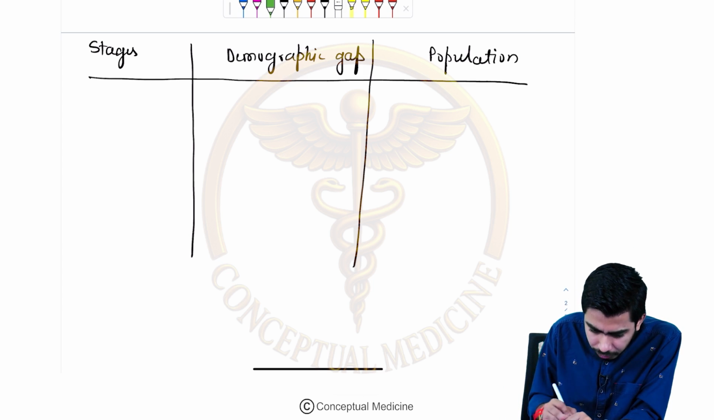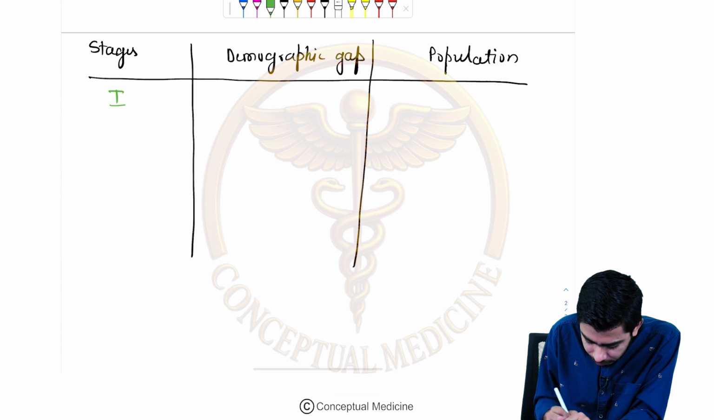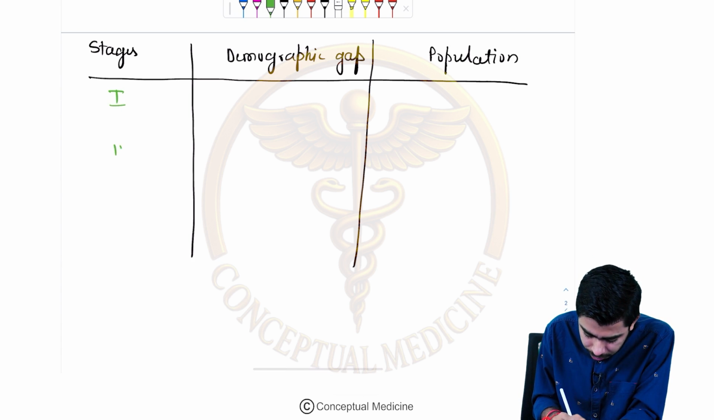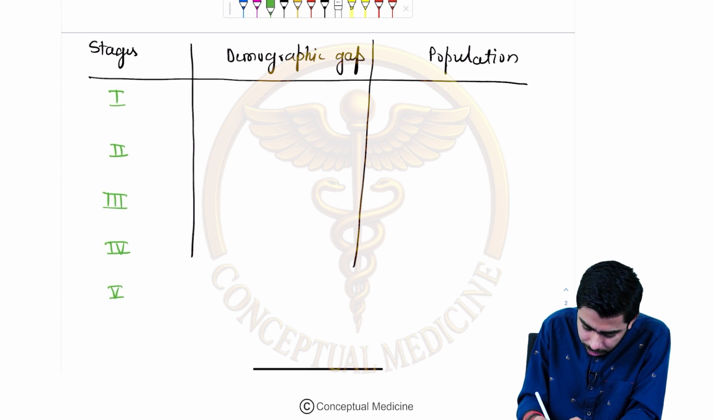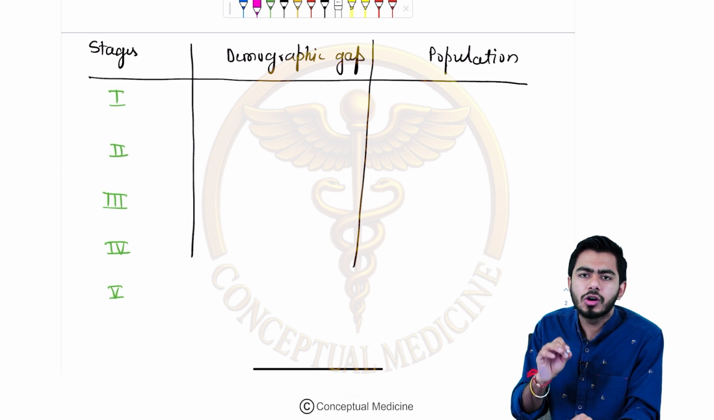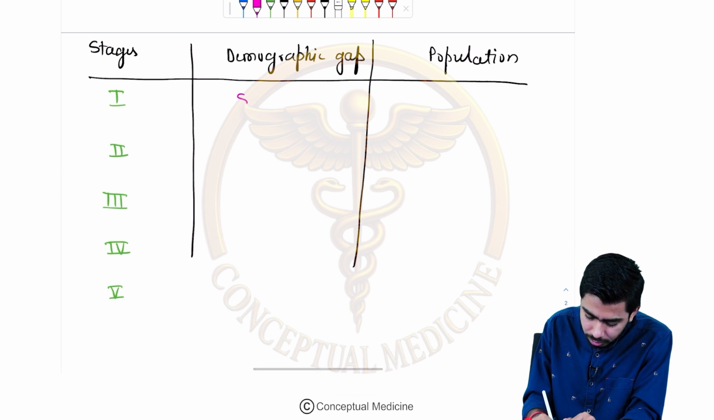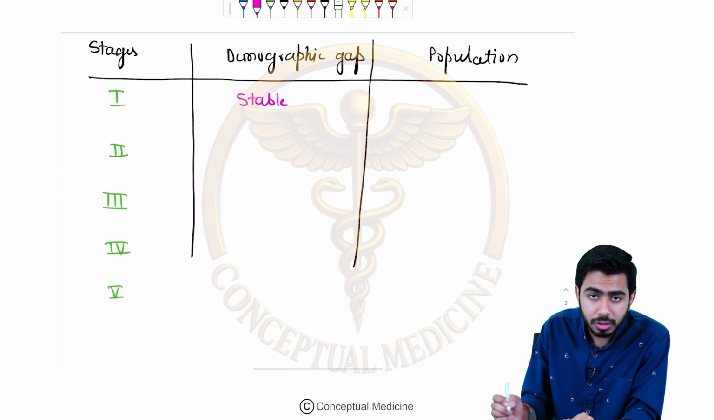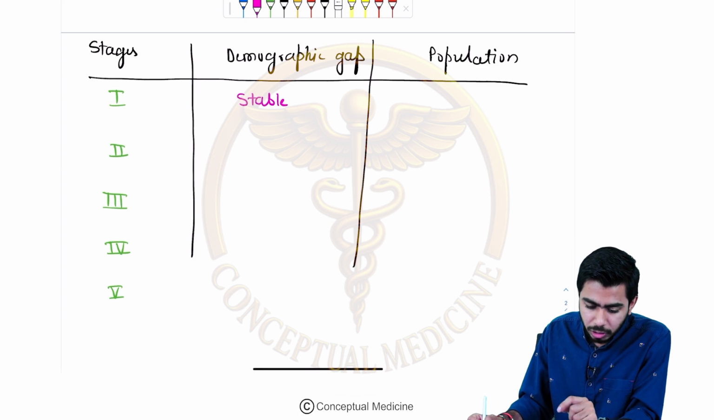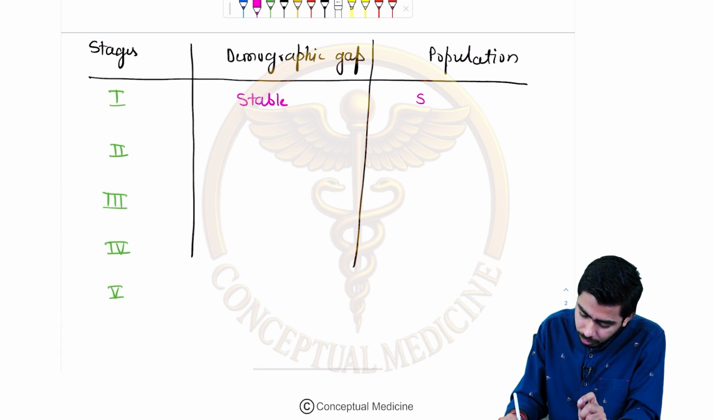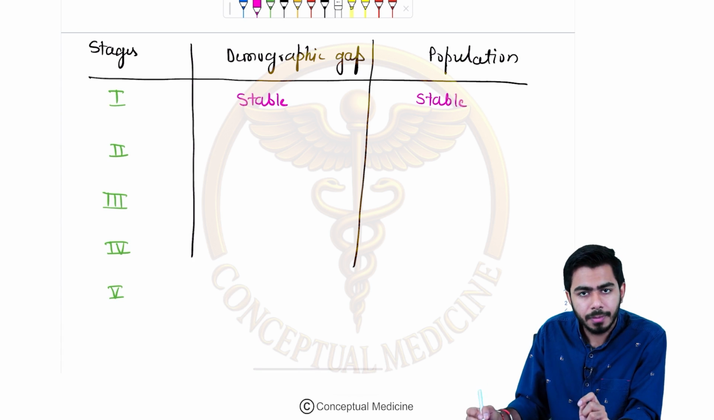Now, the first point over here, which I am writing, is stage 1. There could be stage 1, stage 2, 3, 4, and then stage 5, right? Now you tell me, in stage 1, if I talk about the demographic gap, it was stable, right? It was stable. And the other name for stage 1 is the high stationary stage, right? If you talk about the population over here, this will also be stable, right?